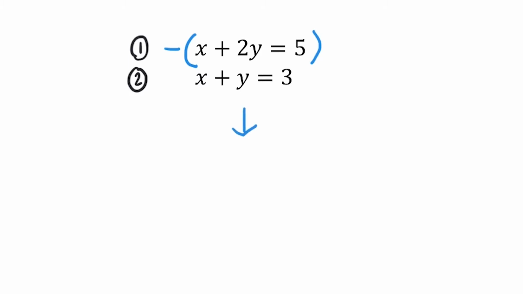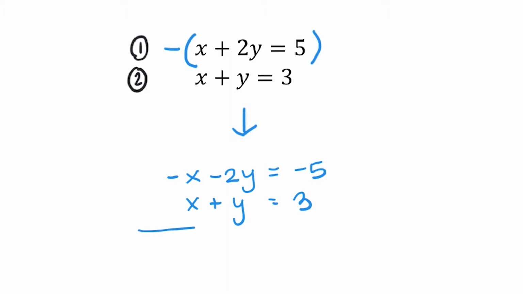Well, what would we end up with? We'd end up with on top a -x minus 2y equals -5. On bottom, I did not change the equation. Now what you're going to do is add the two equations together. And what happens? Your x's will go to 0, which is what we wanted.